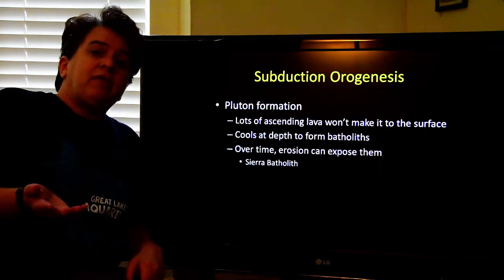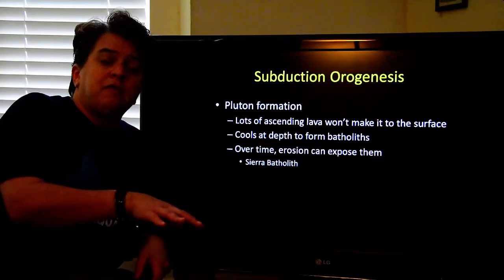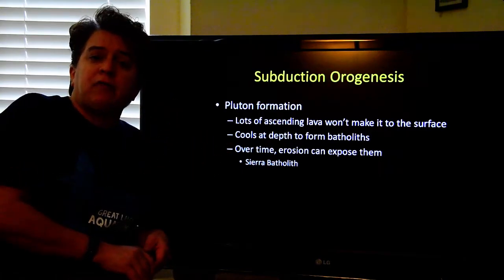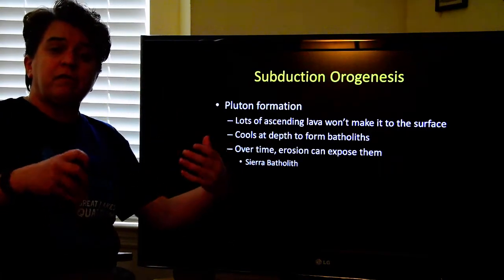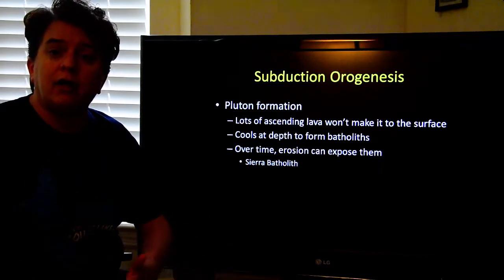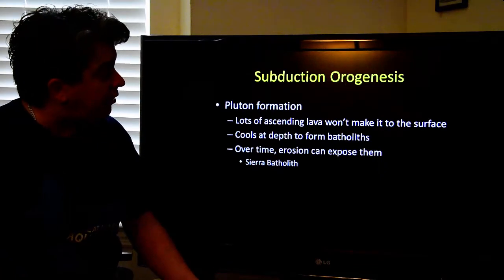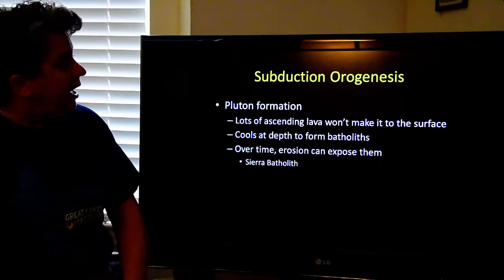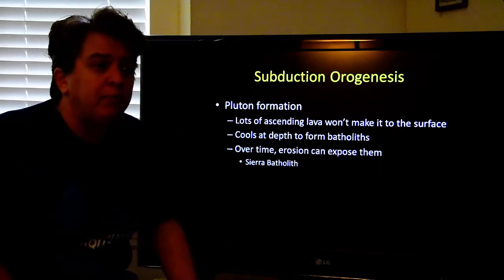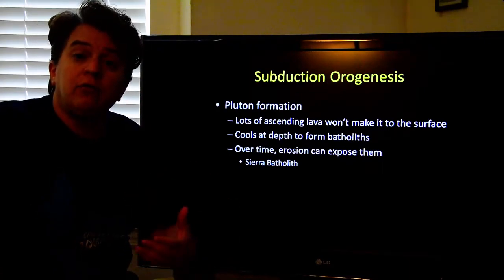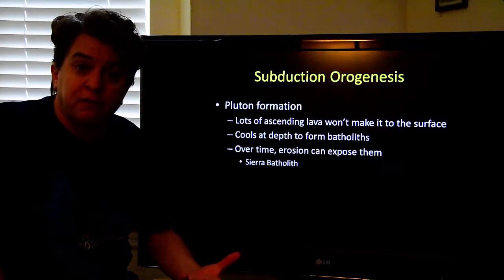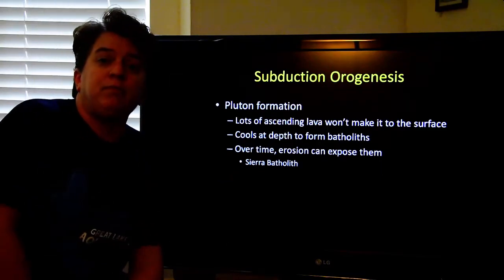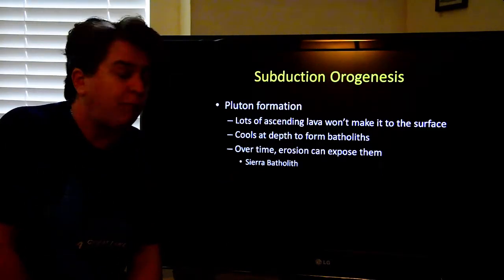Now, another thing that's going to happen in these subduction zones is not all the magma is going to make it to the surface and erupt in volcanoes like Mount St. Helens and Mount Rainier. Some of it's going to sit underground and it's going to cool and crystallize and solidify underground. And remember, when this magma cools underground, it forms a pluton. And over time, erosion can reveal these plutons at Earth's surface, and so you might end up seeing a batholith. And a great example of this would be the Sierra Nevada batholith in California.